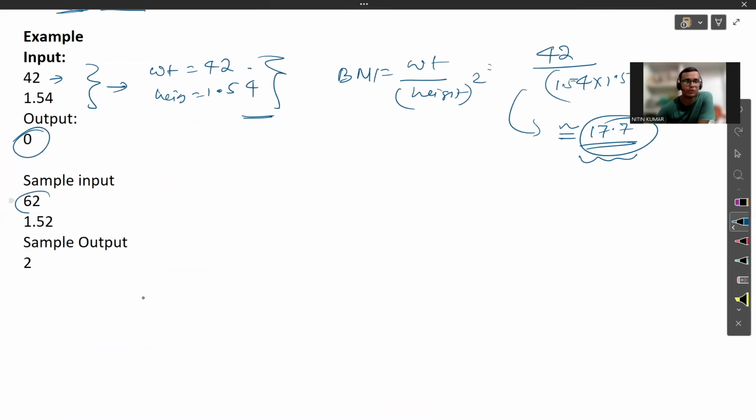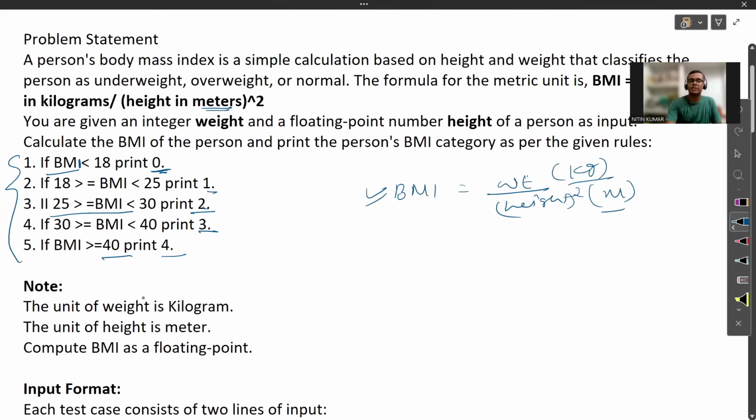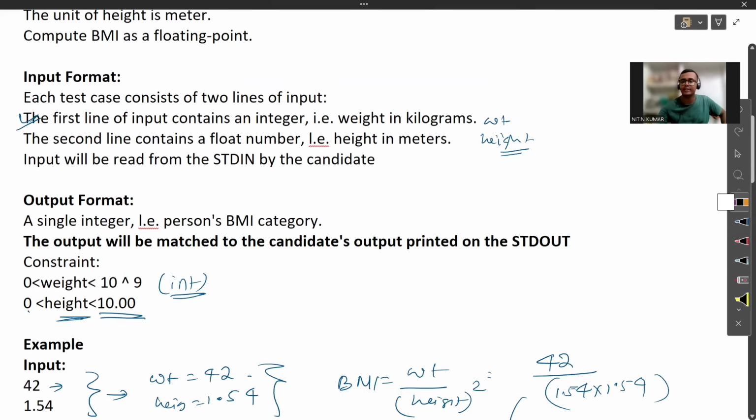In the same way, you can check for the next person. If you take the values 62 upon 1.52 multiplied by 1.52, then you get some result, and you can calculate it on your calculator also. The resultant output you get is 2, because its BMI lies in the range of 25 to 30. That's why the output is coming as 2. So I think this is now clear to you, how these things are happening. If these things are clear, let's go and see it.